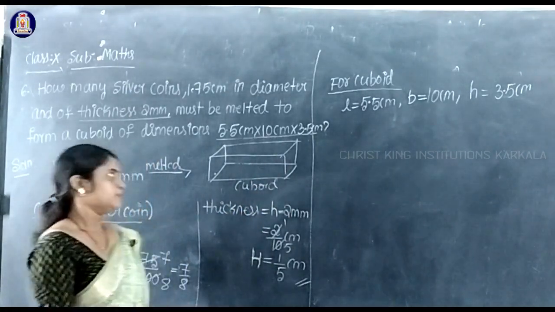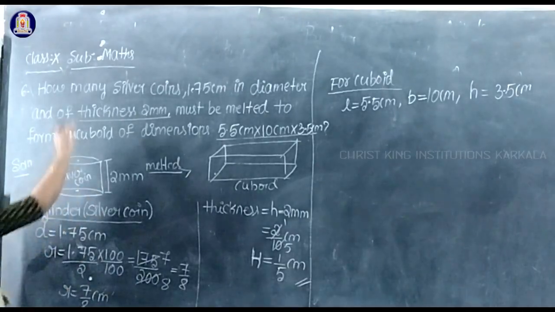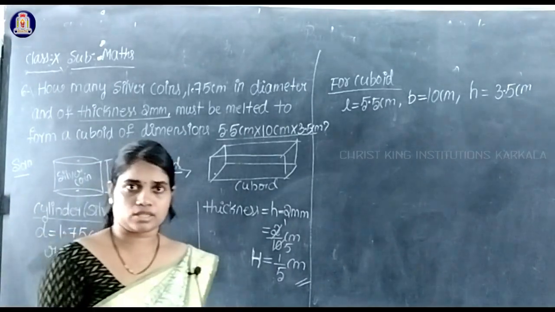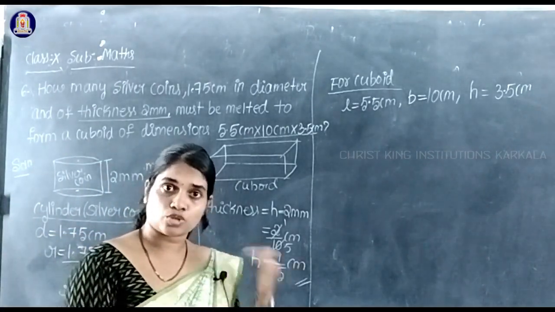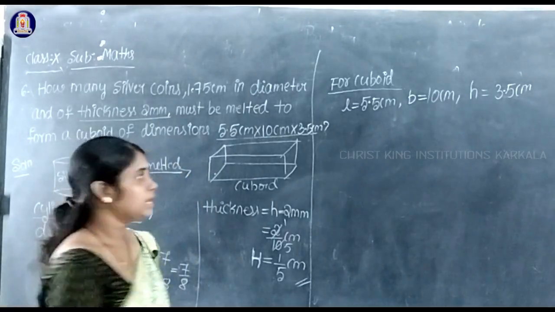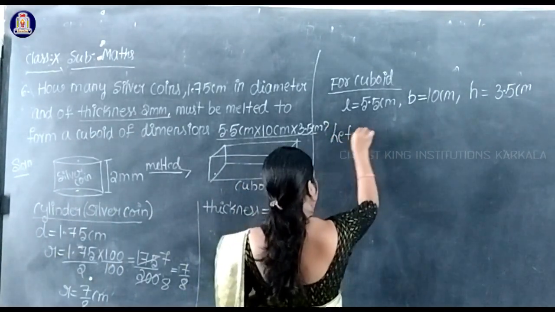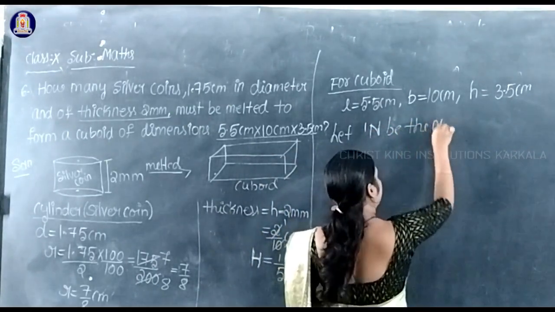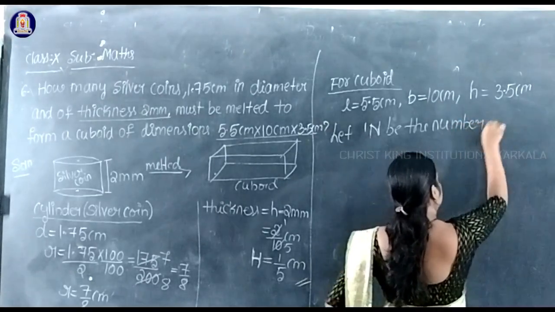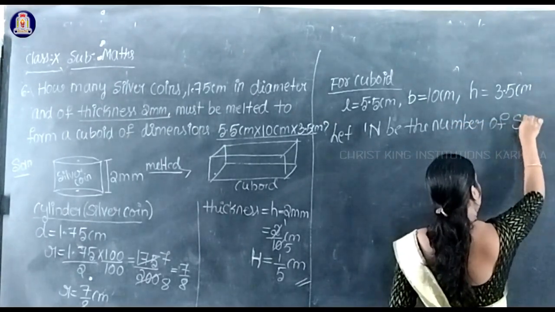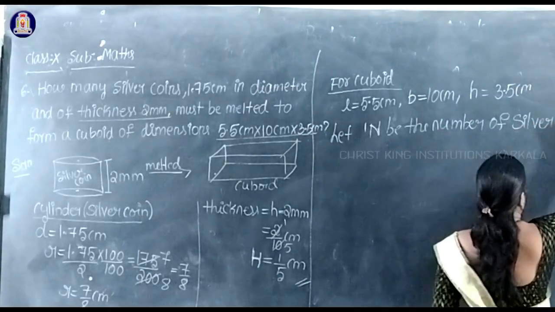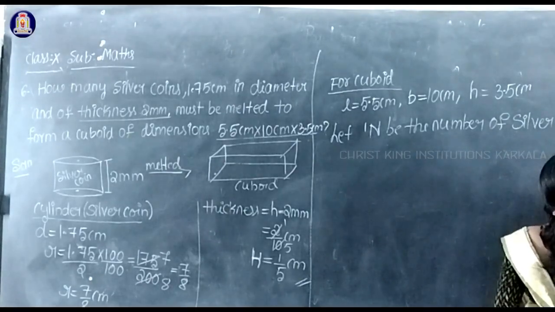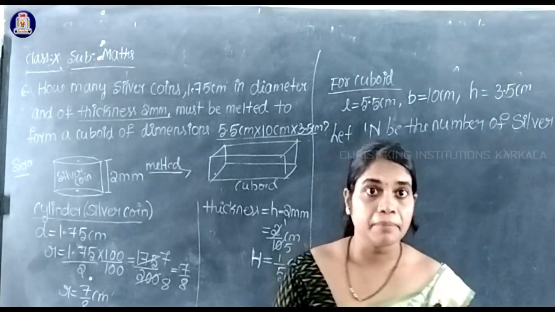Now you have to find how many silver coins, the number of silver coins that have to be melted. So I'll consider, let capital N be the number of silver coins melted.